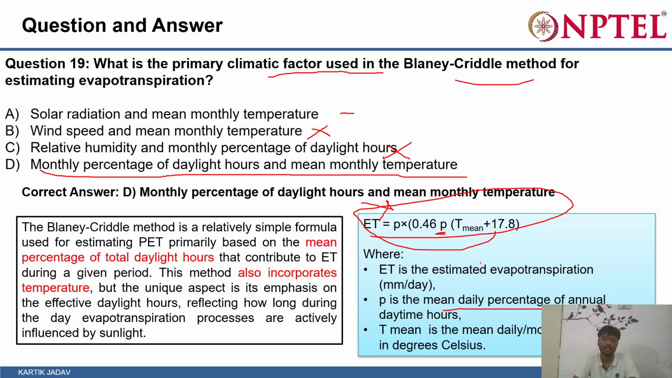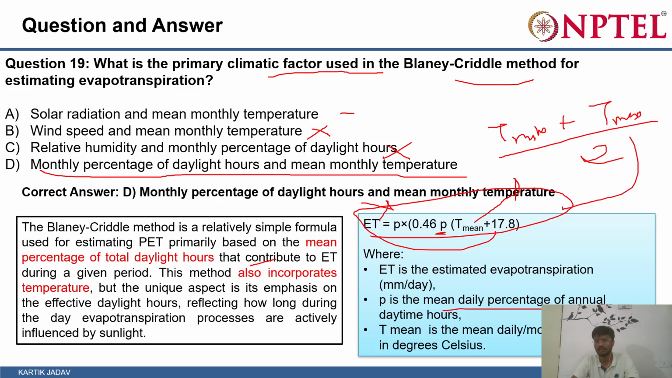Okay, either it is a daily mean temperature or a monthly mean temperature. How can we calculate this mean temperature? It is based on T minimum plus T maximum divided by 2. It will give us T mean, and by putting this value we will get the ET value using the Thornthwaite method.